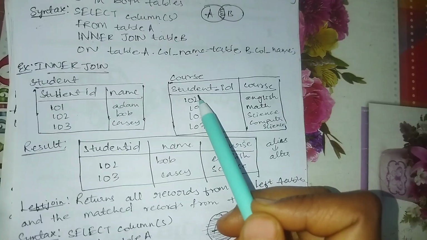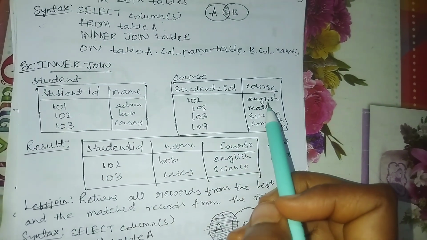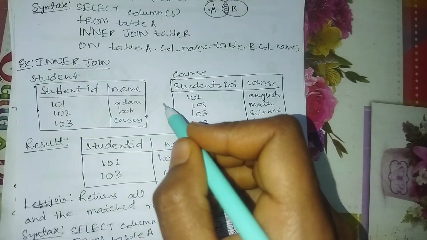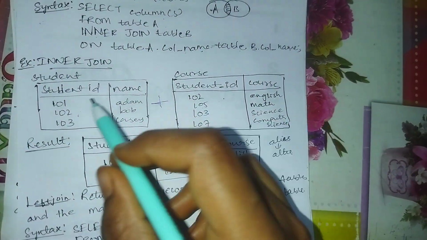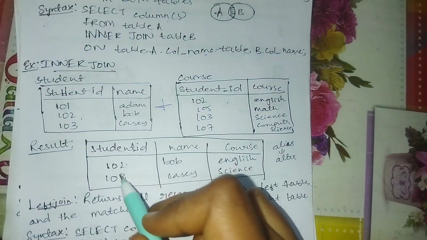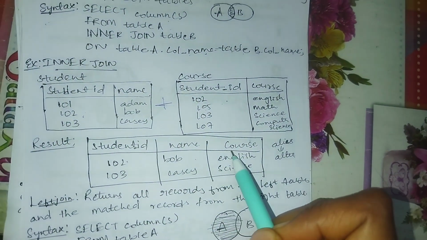This is the example. Student table and course table, where the student ID is the same, with name and course separated. This is the A set, this is the B set. After joining the two sets, the same part is represented as one, and the two separate parts are represented side by side.